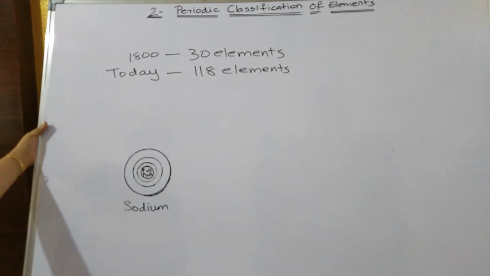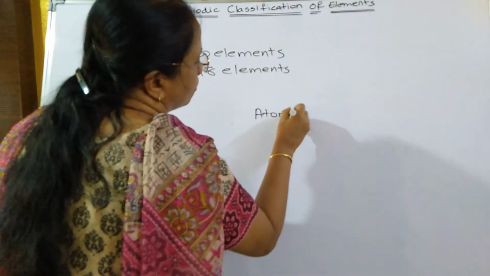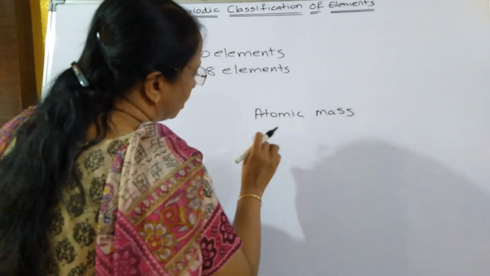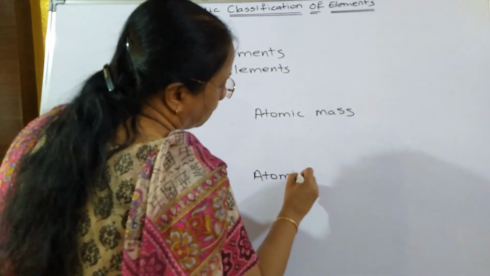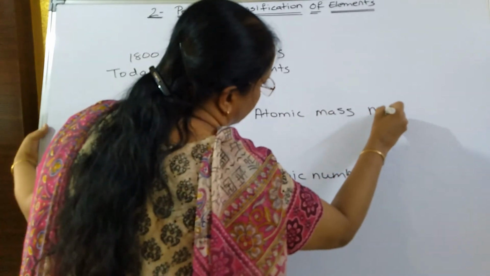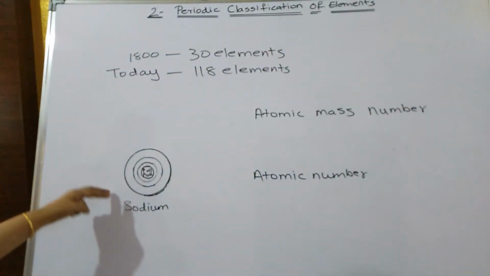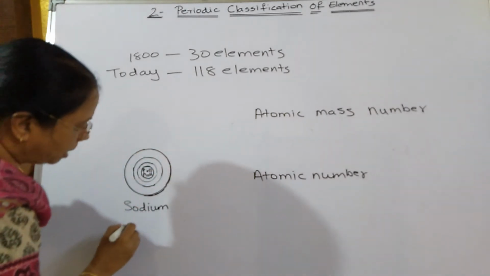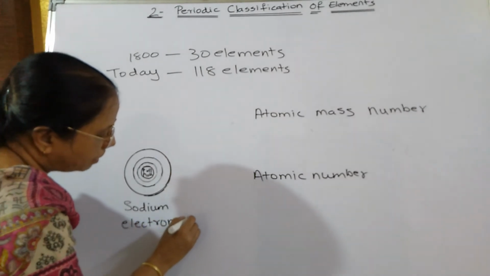But before you start the classification, you should understand the meaning of atomic mass, which you have already studied in your younger standard, and atomic number. Atomic mass is also known as atomic mass number. Sometimes it is referred to as only atomic mass. Now if you see sodium, in sodium there are 11 electrons. It has how many electrons? 11 electrons it is having.